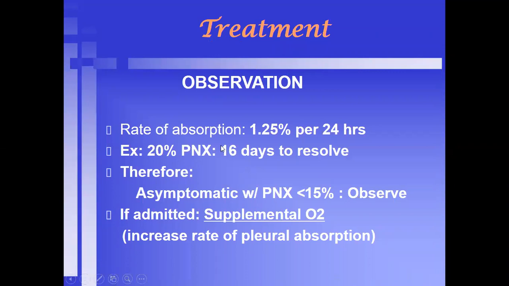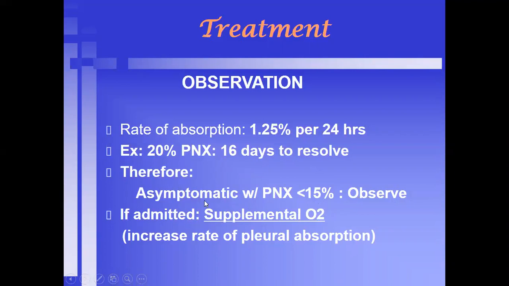So your pleural air or pneumothorax can actually be absorbed at a rate of 1.25% per 24 hours. Meaning if you have a pneumothorax of around 20%, this can actually resolve in around 16 days by mere observation. Therefore, if your patient with a primary spontaneous pneumothorax only has a pneumothorax less than 15%, we can actually just observe these patients. But ideally, we admit the patient and give them supplemental oxygen.